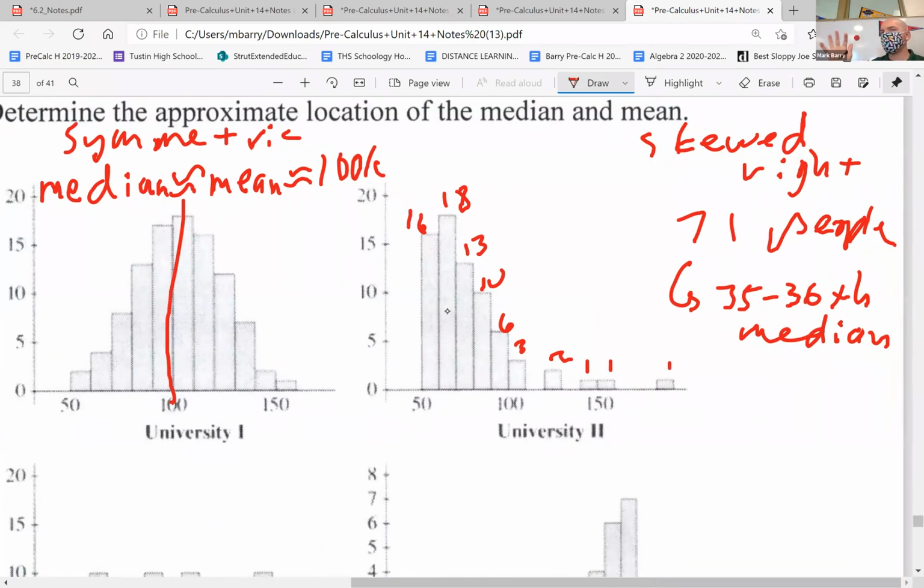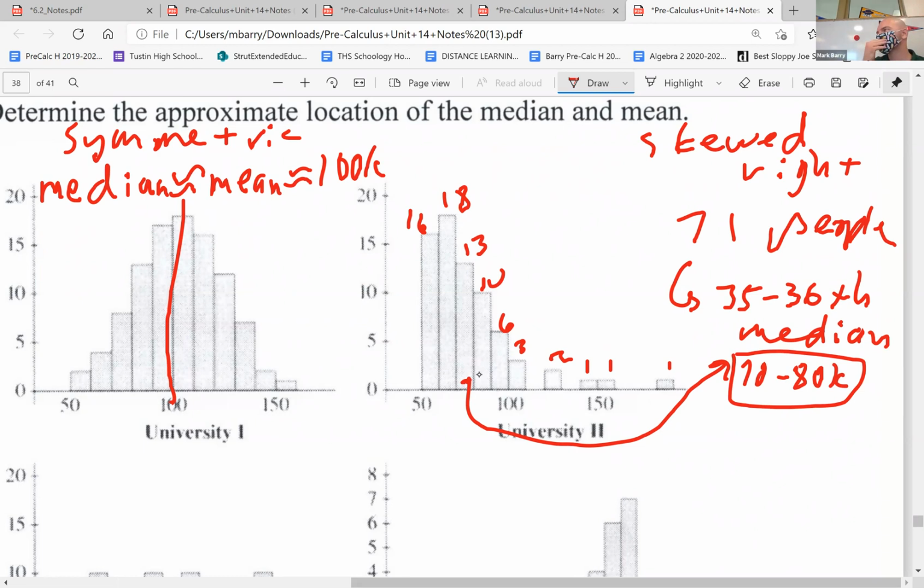So where would the 35th and the 36th people be? Well, 16 plus 18 would be 34, correct? So 34 people in these first two bars, which would mean the 35th and 36th people would both be in that third bar. So what is that third bar? It's 70 to 80K. 70 to 80,000 for the median.